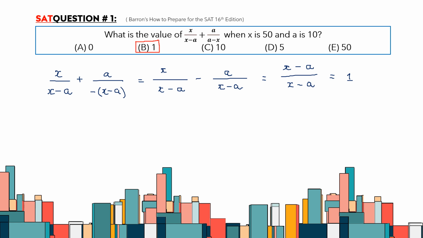So if you see some similar questions like that, making sure the first step you have to check for the denominator. Denominator have to be different from 0. In this case, we have x minus a is different from 0, and a minus x different from 0.